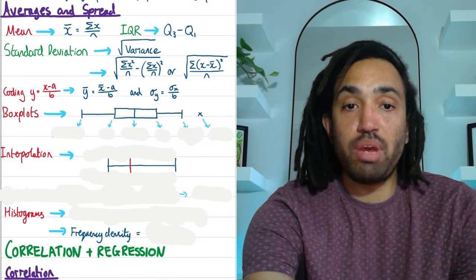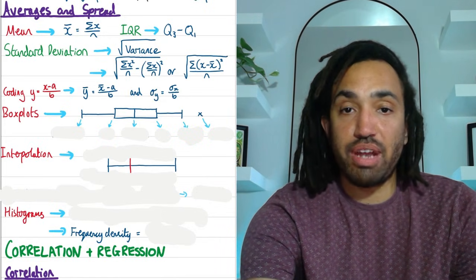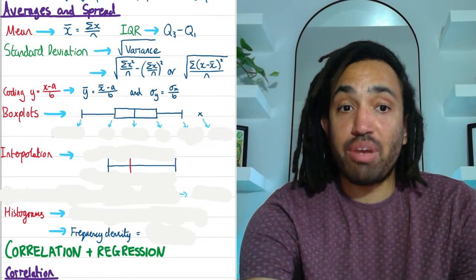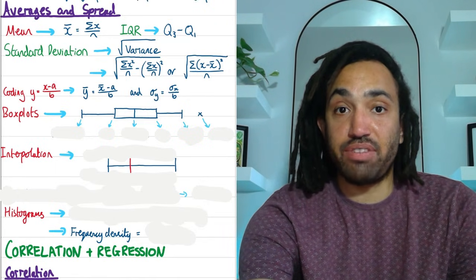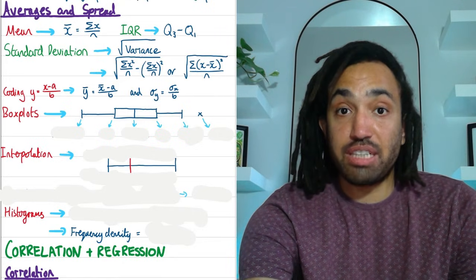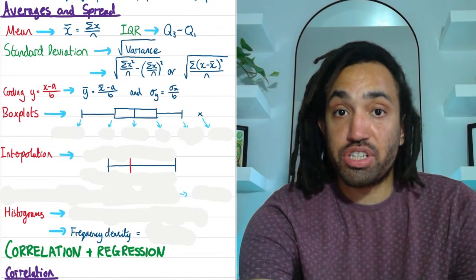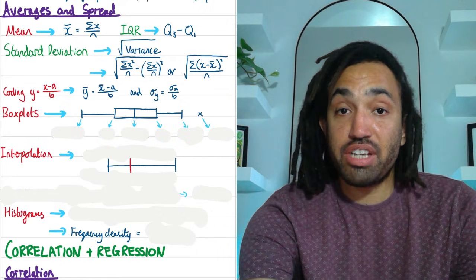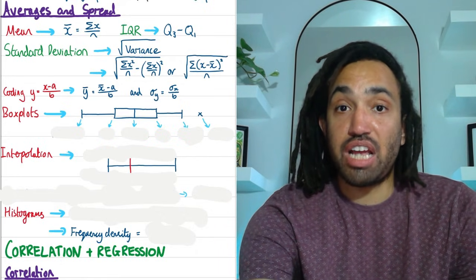Coding, so this is when we apply a code to every bit of data in our data set, and what we need to remember is how that affects the mean and the standard deviation. The mean is affected by the multiplication, division, and also the addition and subtraction, whereas the standard deviation is only affected by division and multiplication.